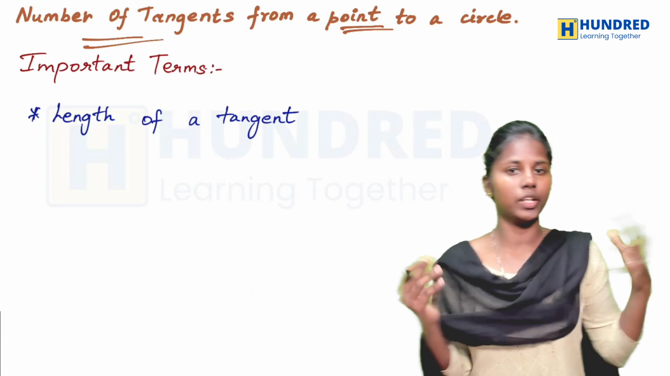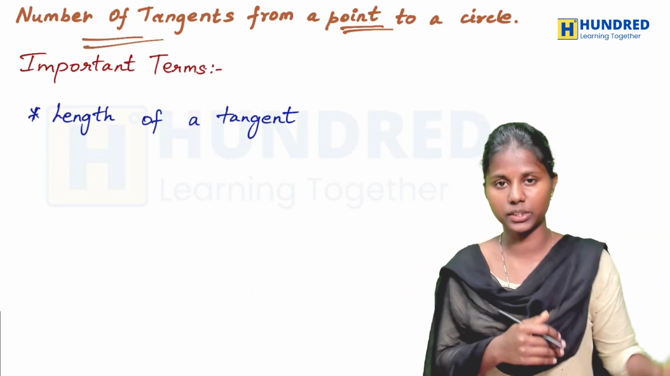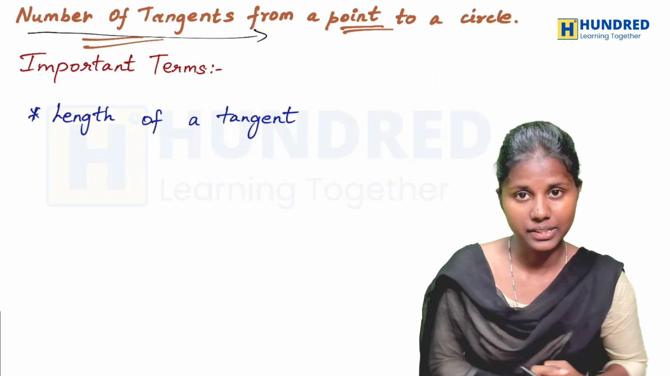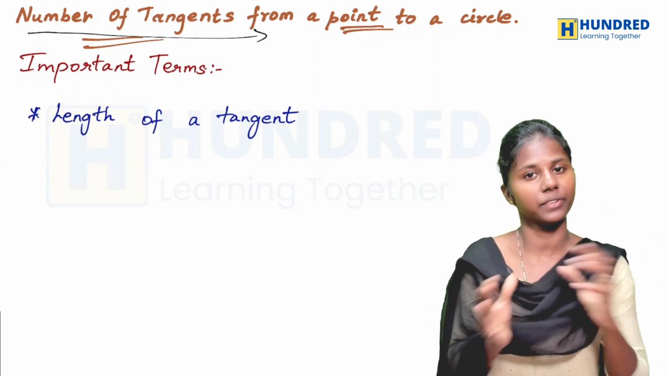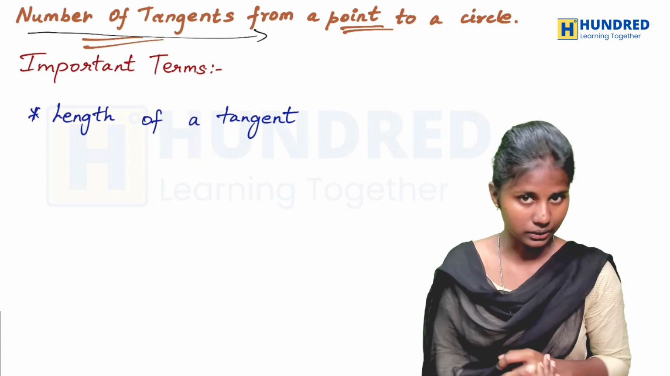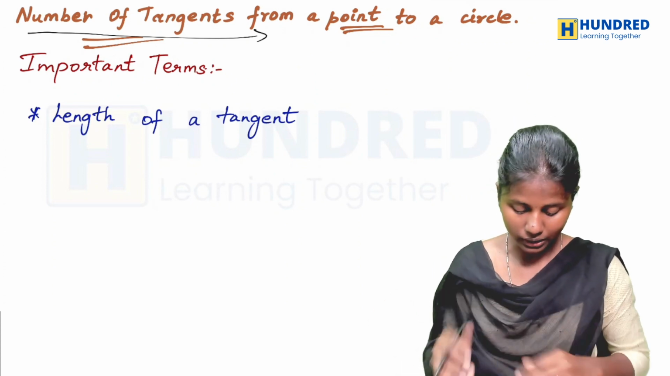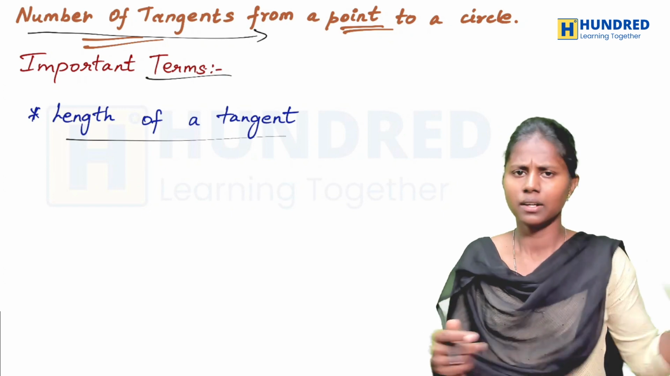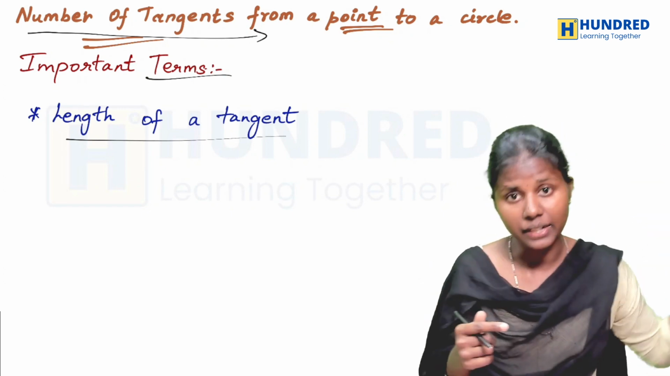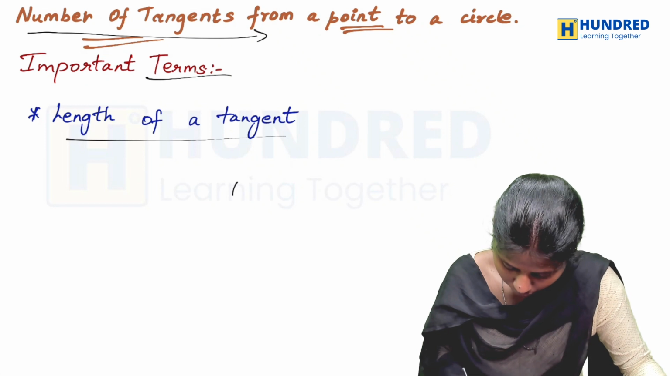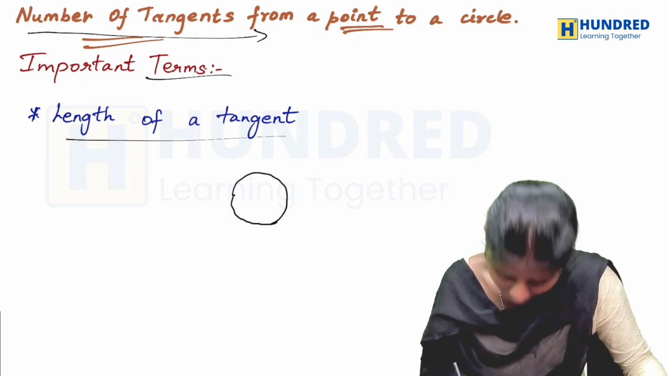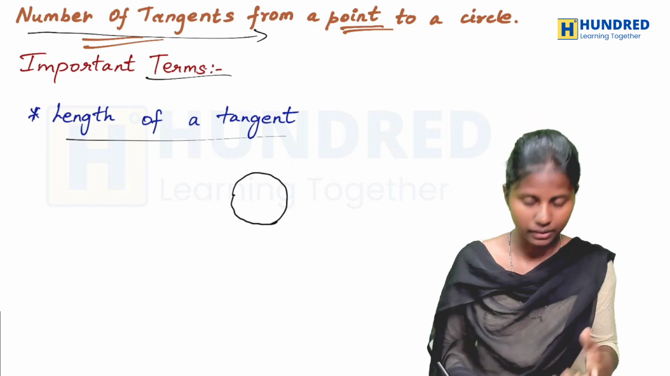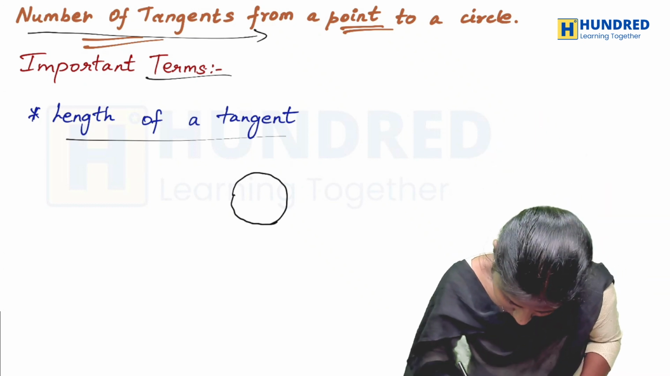Now we know what a tangent is and how it is formed. Then we can think about the next advanced level. How many tangents can be drawn to a circle? We're going to find this out using these terms. First of all, what is the length of a tangent? Remember what I said, what is the definition of a tangent? I have to draw a circle, and a tangent is a line which gently touches the circle, right? Yes, it gently touches the circle.